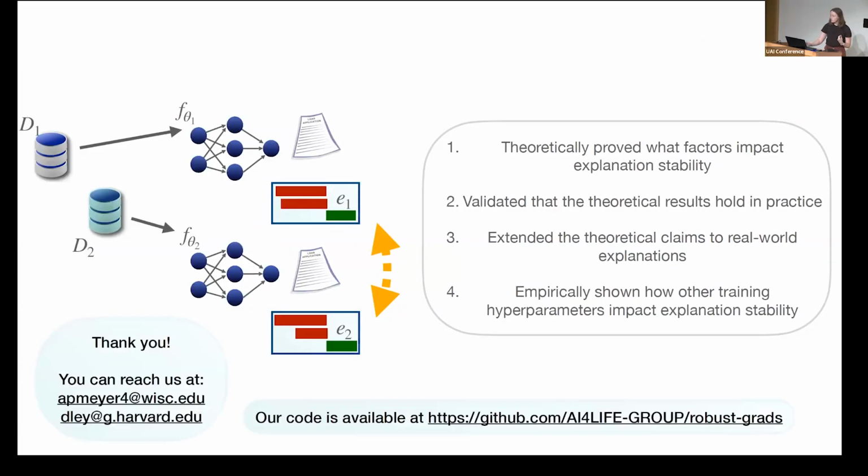So to conclude, we've talked about the theory behind what factors impact explanation stability. We've showed that these hold in practice. We've showed that they hold in practice when we're looking at real explanations and not just gradients. And then finally, we've dug a little bit into how other training hyperparameters fit into the picture. Thank you.